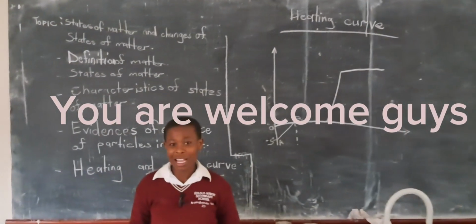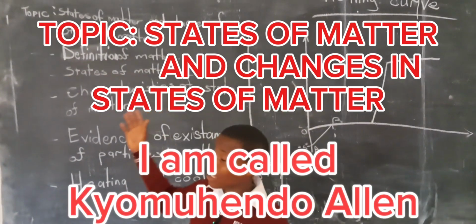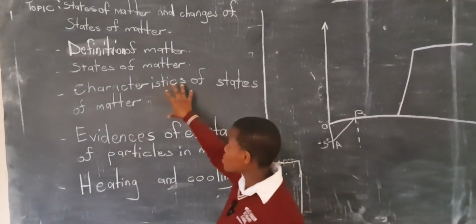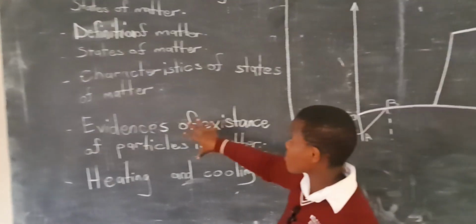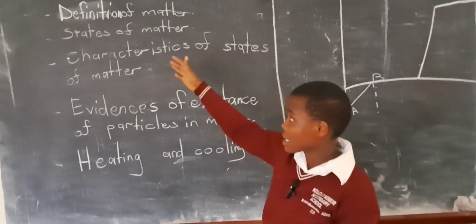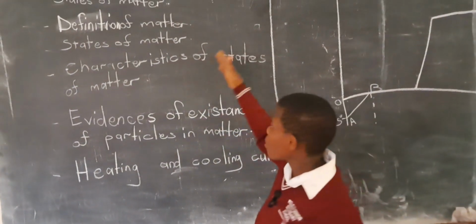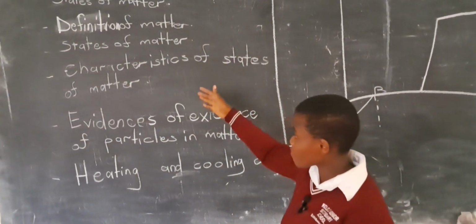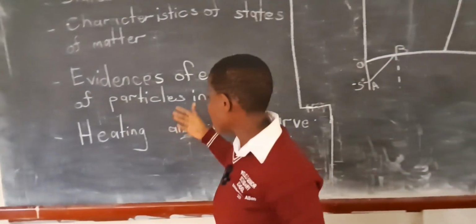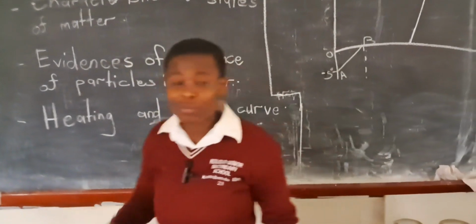My name is Comhendo Allen, and I'm here to present about states of matter and changes of states of matter. In this topic, we shall look at the different subtopics. We shall look at the definition of states of matter, the states of matter themselves, the characteristics of states of matter, the evidence of existence of particles in states of matter, and the heating and cooling curve.